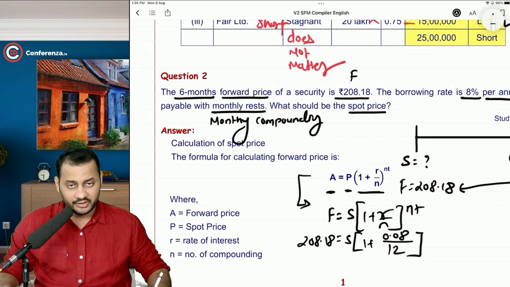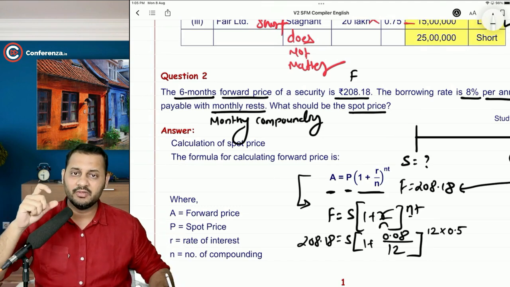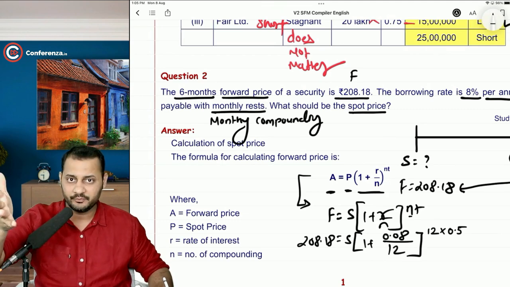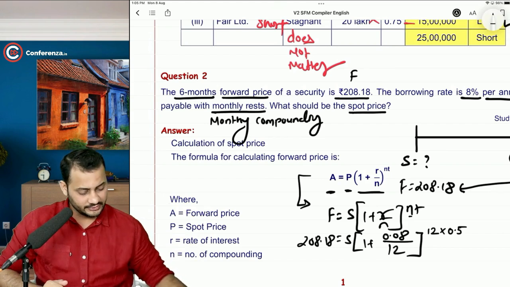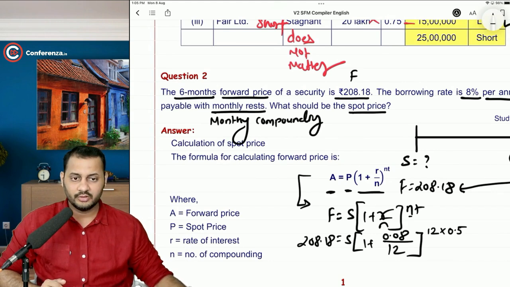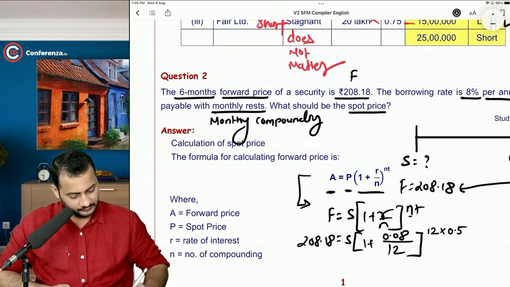And what are we going to do in the numerator? See, NT, for N, number of compounding in a year, 12 times, and the time is only half a year, 0.5. So ultimately the power will come to 12 into 0.5, that is 6 only, because 6 times we are compounding in a 6 months period. Let's find out the answer to this. 0.08 divided by 12, plus 1, to the power 6. That comes to 1.04067.